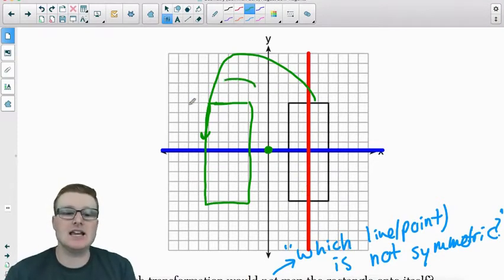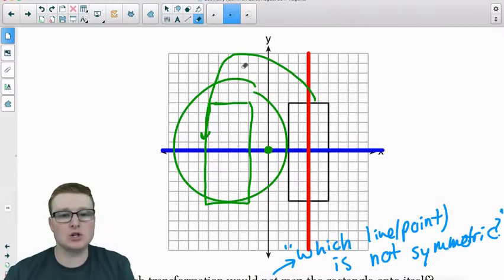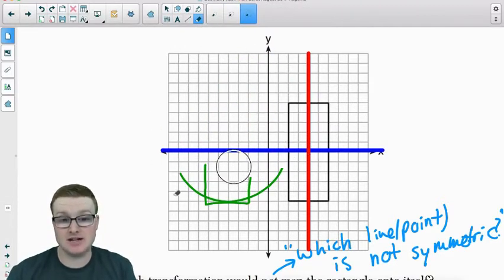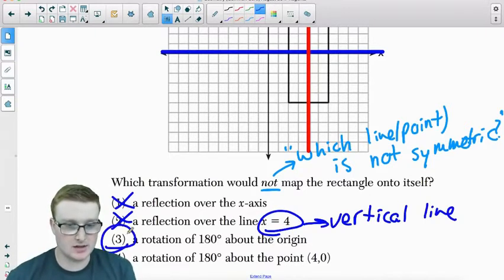This is clearly in a distant galaxy away from this rectangle. So therefore, choice 3 is the correct answer. Now, of course, I'm going to show you why choice 4 is incorrect. Let's take a look at choice 4.